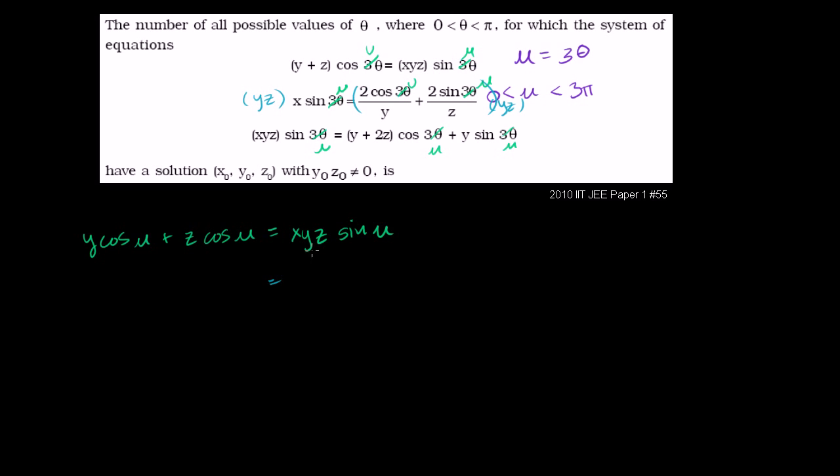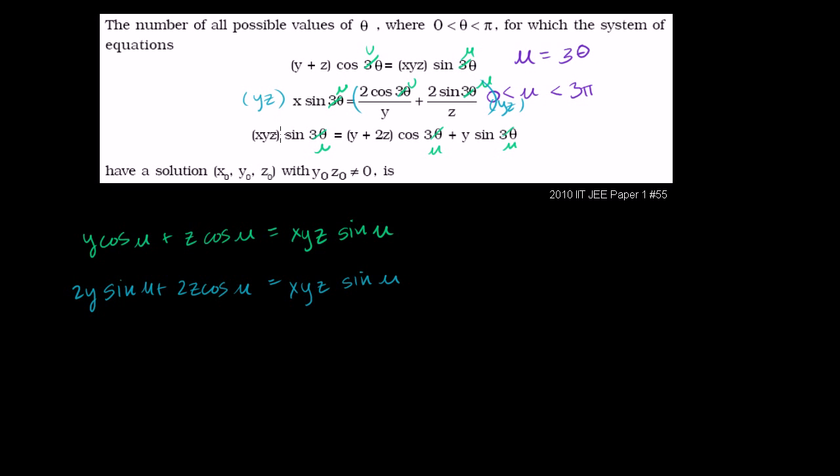And let me write it over here, just right under this. So this is xyz sine of u. And then yz times 2 cosine of u is going to be 2z cosine of u. So 2z cosine of u. I just swapped the sides. And then yz times 2 sine of u is going to be 2y sine of u. So 2y sine of u. So this is the second equation. And now they don't look that different. When they're written like this, they look very different.